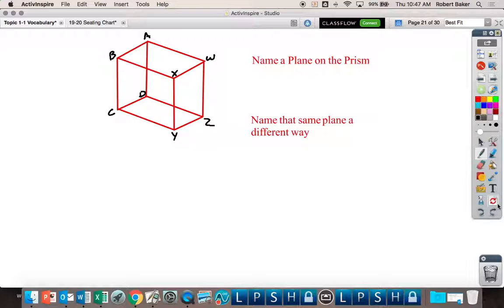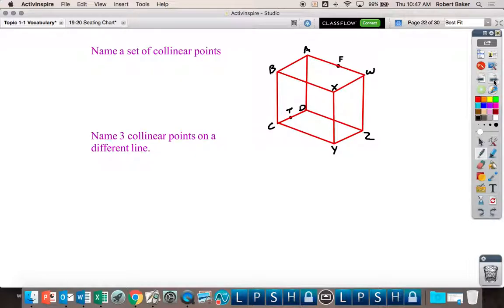So then it says, you said plane XAW first, right? Name that same plane a different way. Plane AXW. Use the same 3 letters, just reorganize them. Alright? So it's easy for you guys to do this because you're writing on your paper, you assume you're right, and you move on. But then when you tell me the answer, I pick it apart.